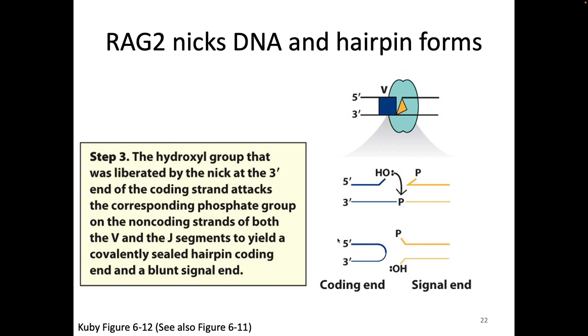So now I've got to do something with my coding end, and I've got to do something with my signal end. And if we were really drawing this whole thing, we'd have two coding ends and two signal ends, one for the V and one for the J. But that would just be way too much to look at here. So that's why we're only showing you one coding end, one signal end. But really, there's two coding ends, two signal ends.